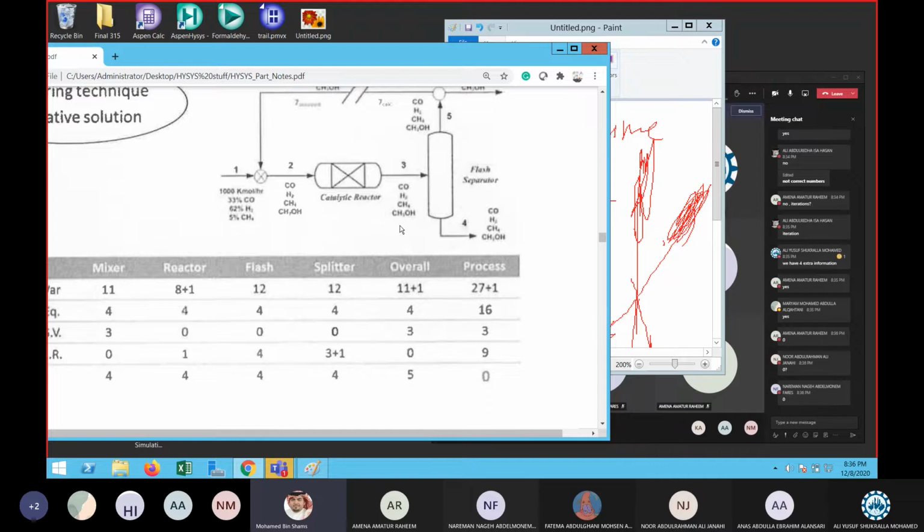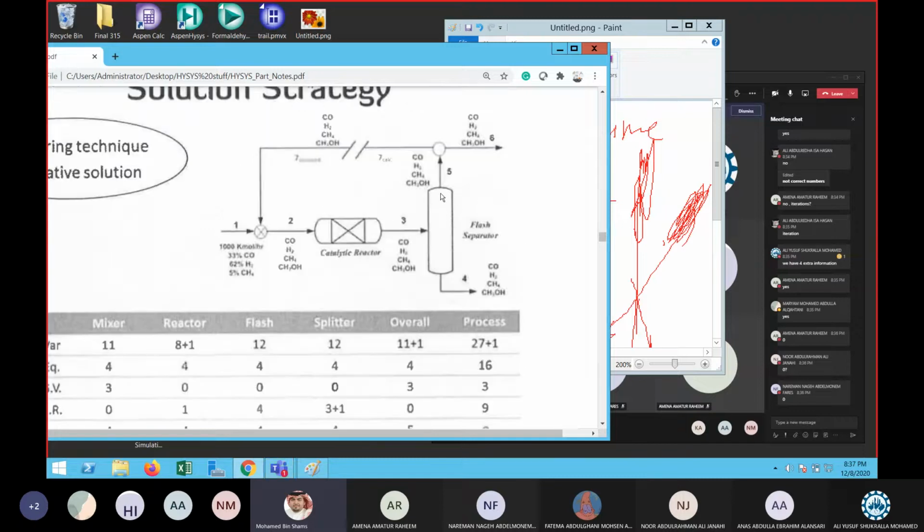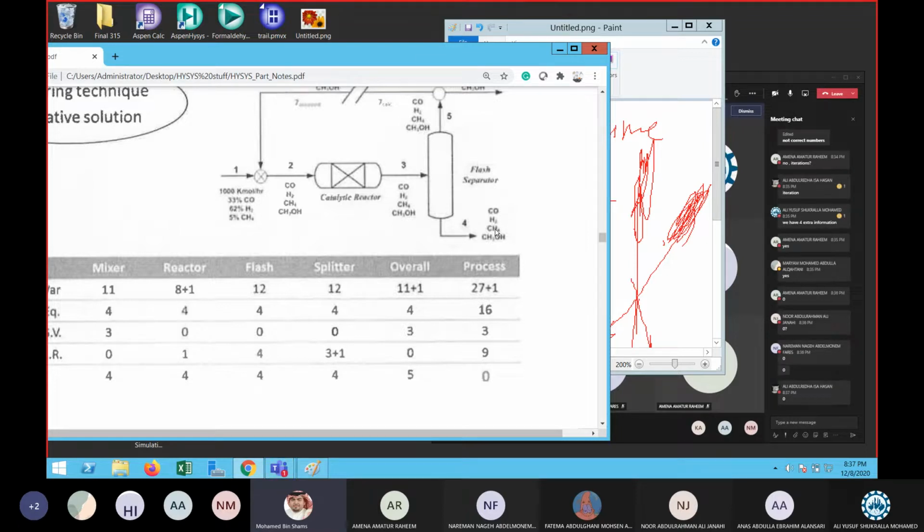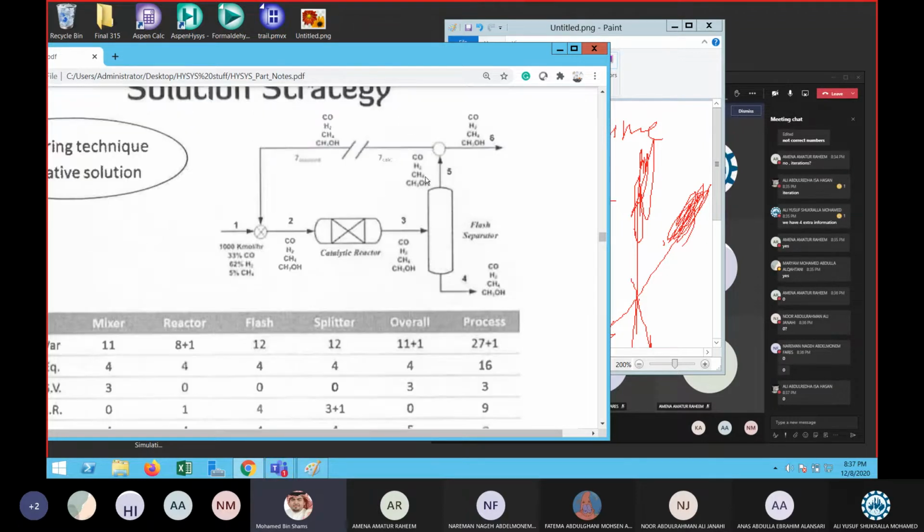What will be the degree of freedom for the flash separator? 0. Because now I know these 4 pieces of information, which will be added to the flash as given variables. That will be 0, meaning the flash separator is solved. When I solve the separator, stream 5 becomes known. What will be the degree of freedom for the splitter? It will become equal to 0. So I will be able to solve the splitter.